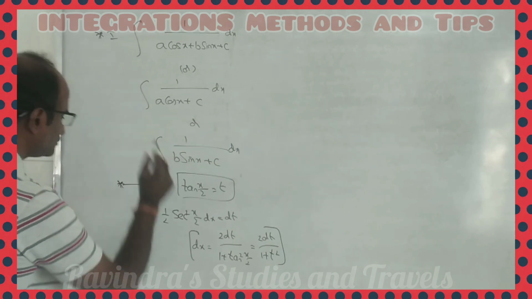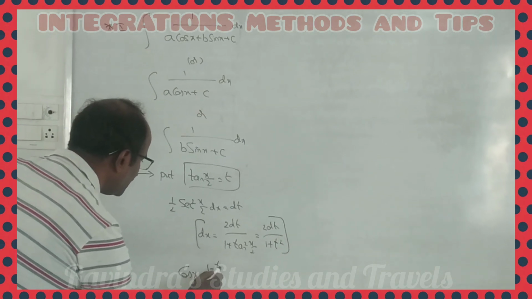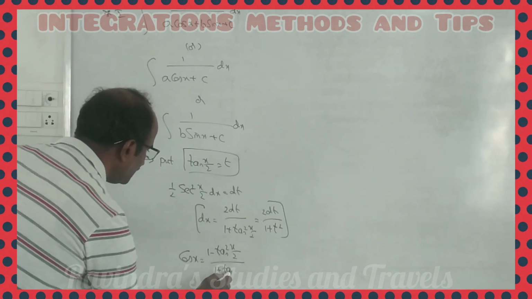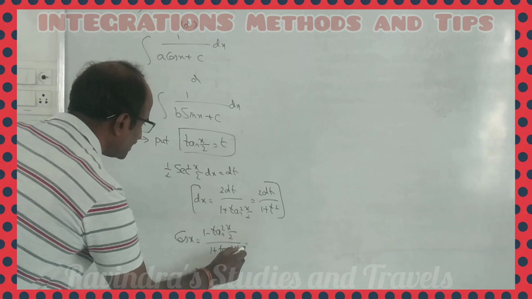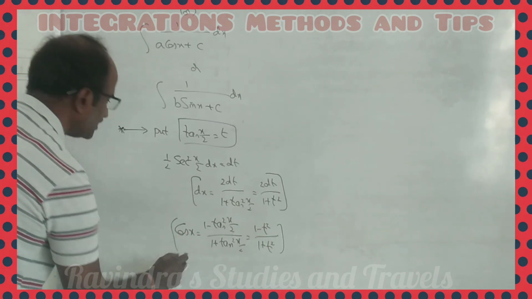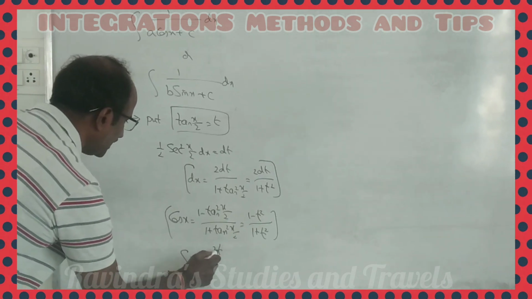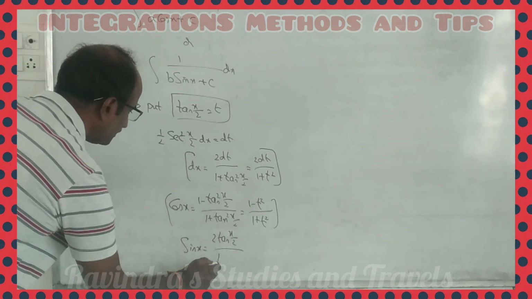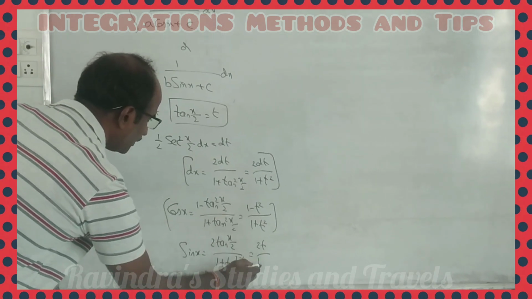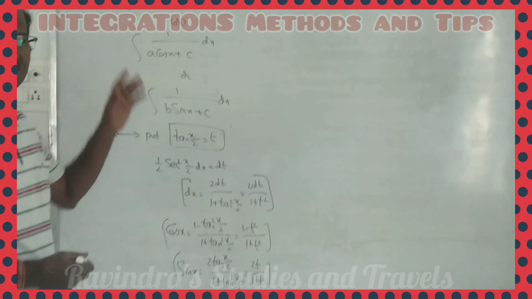And also, if you have cos x in the function, from trigonometry you can write cos x as 1 minus tan square x by 2 by 1 plus tan square x by 2. So this you can write as 1 minus t square by 1 plus t square. That is to be replaced in place of cos x. And sin x is 2 tan x by 2 by 1 plus tan square x by 2. This gives 2t by 1 plus t square. So these are the substitutions to be done whenever you find such type of integration.